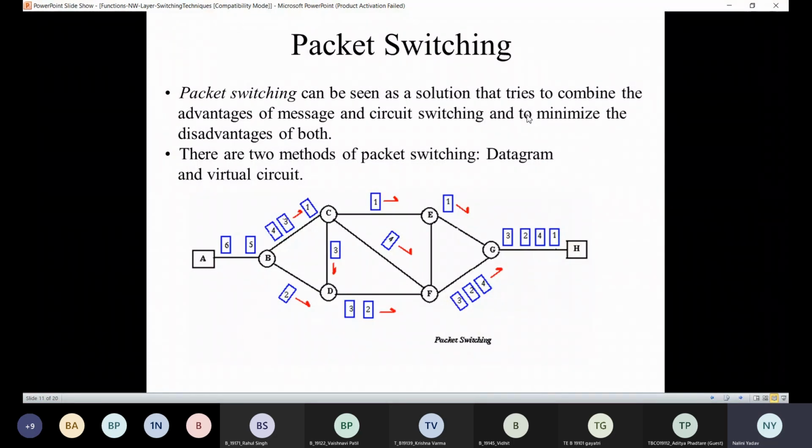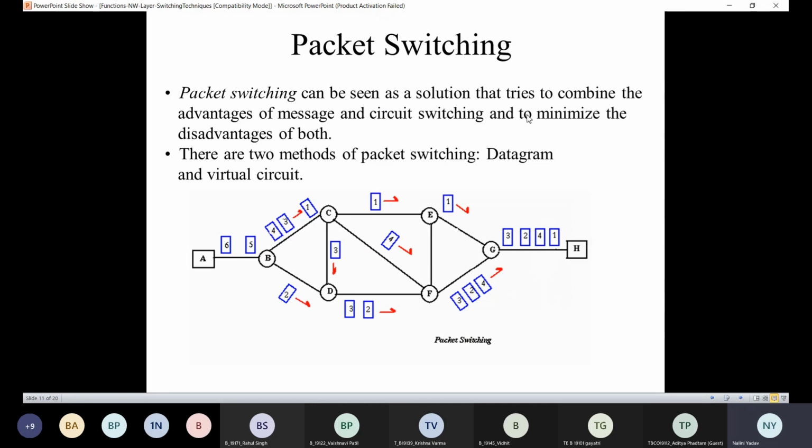Now, till now we have seen circuit switching and message switching. Now let's look at packet switching, which is actually the most efficient technique, where the channel utilization is maximum. So what happens in packet switching? Packet switching is a solution that tries to combine the advantages of message switching and circuit switching both, and it tries to minimize the disadvantages of both techniques.